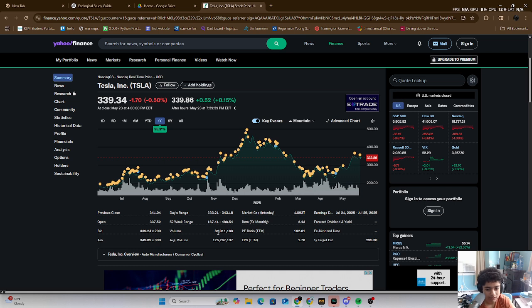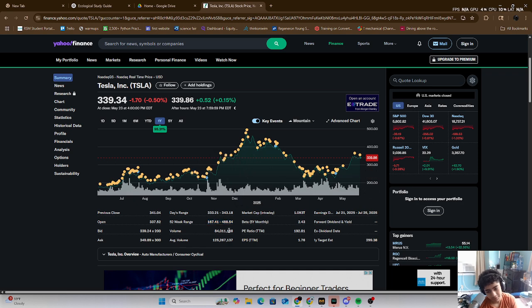Here's the day range. It shows the range of the day went down to 333, then went up, then went back down a bit. It's 52-week range. If you go into 1 year, you can see the lowest and then you can see the highest. And as you can see, there's a pretty big range on this stock.